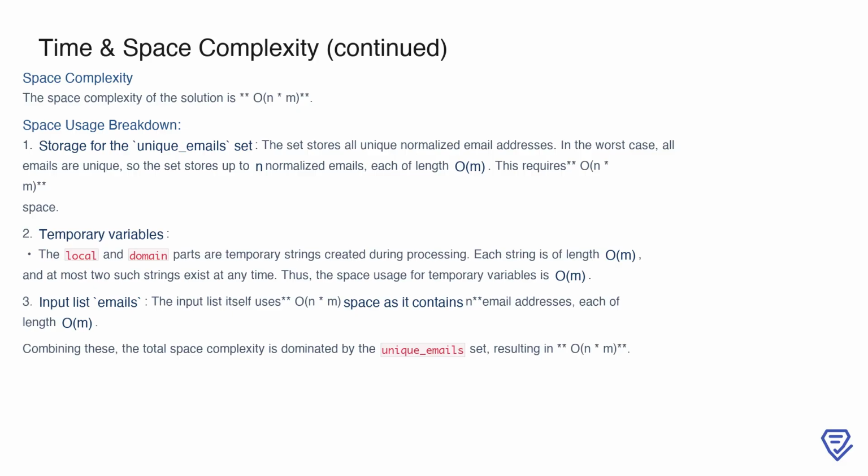Temporary variables created during processing, like the local and domain strings, each have a length of O(m). Since at most two such strings exist at any time, they contribute O(m) to the space complexity. Finally, the input list itself occupies O(n*m) space, as it contains n emails, each of length O(m). Combining these, the total space complexity is dominated by the unique_emails set, leading to O(n*m).